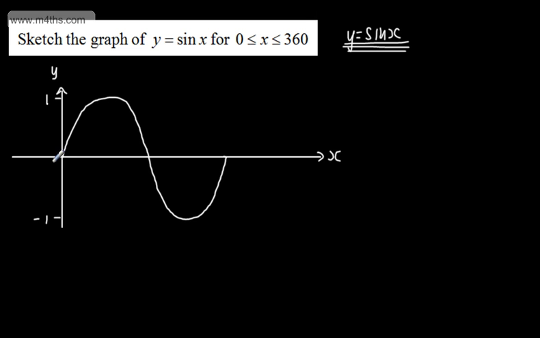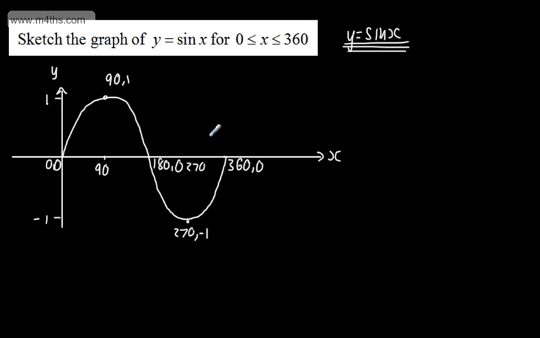I'm going to put these points on here. This will be 0, 0. We've got 180, 0 and 360, 0. We have this point right here, and this is going to be 90 degrees, and our first maximum is 90, 1. This is going to be 270 degrees, and our first minimum here is going to be at 270, -1.